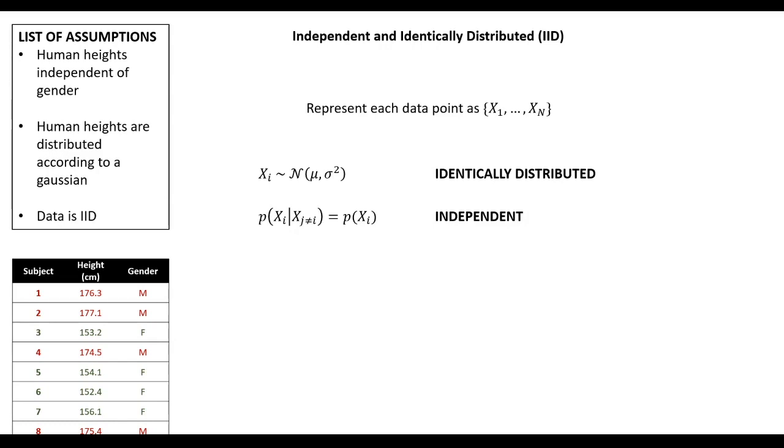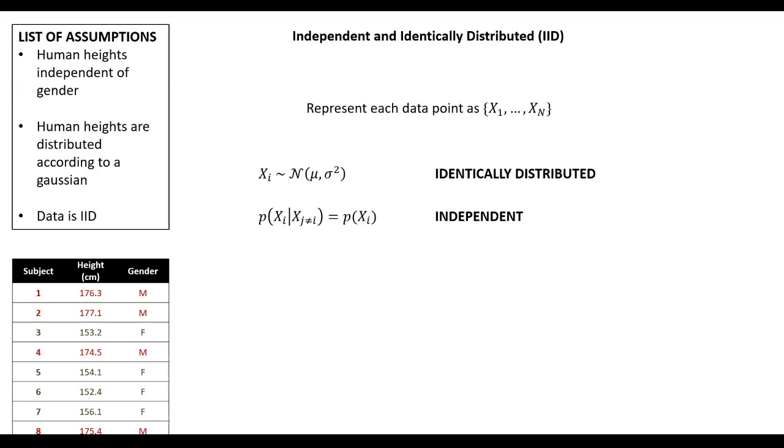Now, this assumption can be easily broken. For example, if we got all of our data from the same family, it is likely that all of their heights are similar. And all of the independent variables are going to be interdependent to some degree. But let's assume IID in our case.